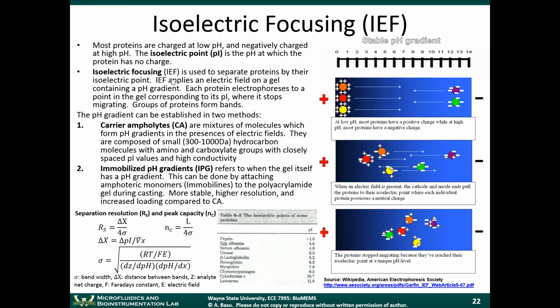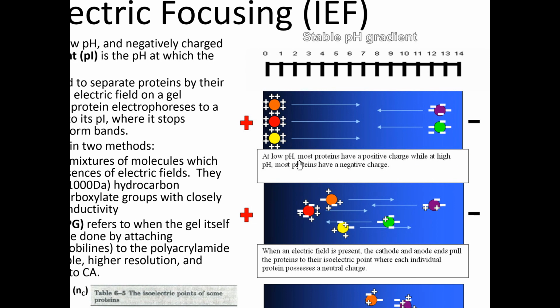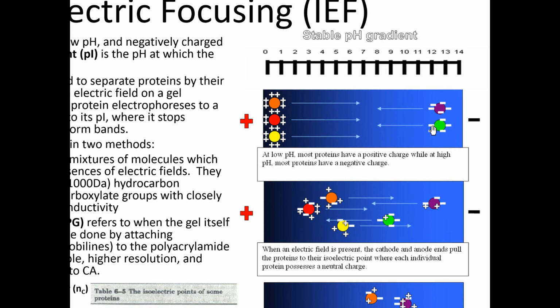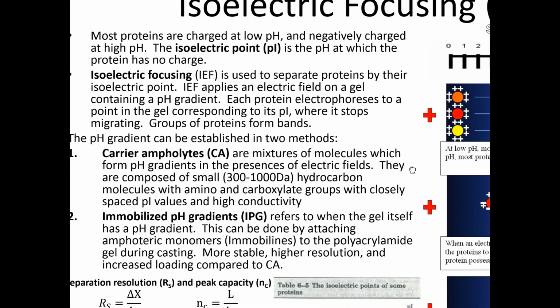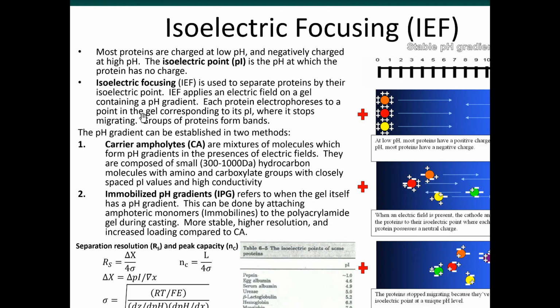This is a schematic of it. At low pH, when it's acidic, most proteins have a positive charge, and at high pH, most proteins acquire a negative charge on their surface. Let's back up for a second. The key part of isoelectric focusing is to separate proteins by their isoelectric point. The key part is the pH gradient.